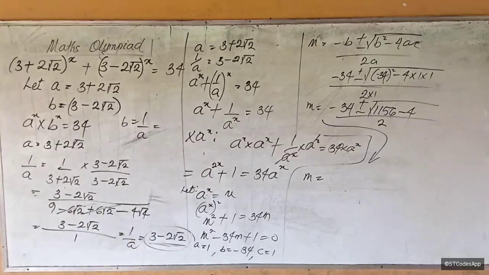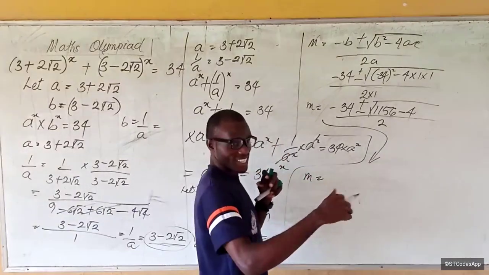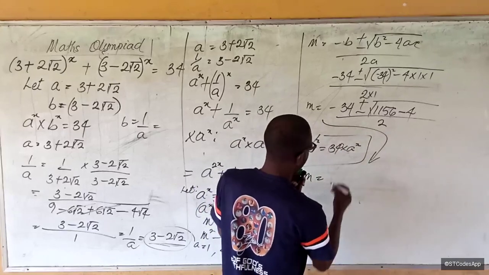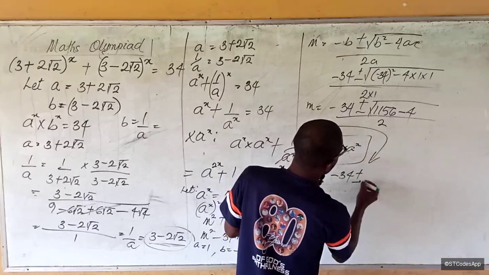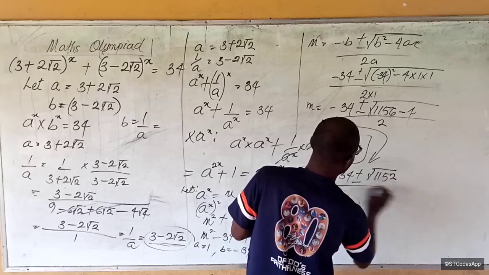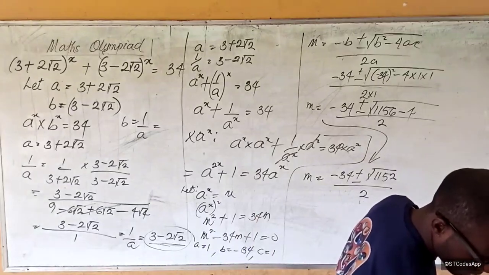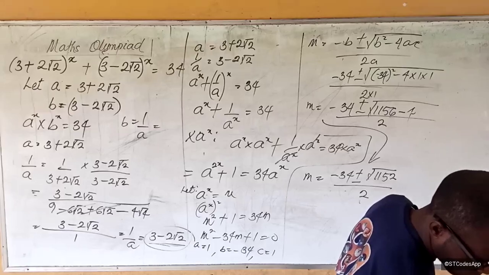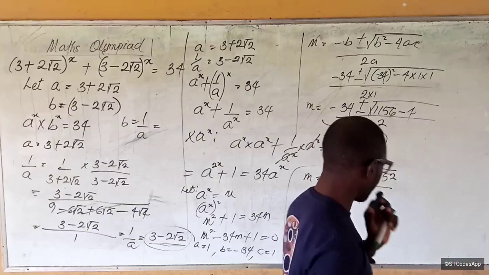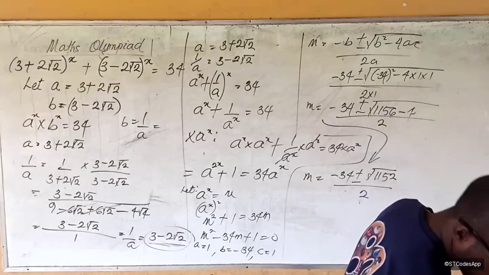So we come here and we have M will be equal to minus 34 plus or minus the square root of 1152 over 2. So what's the square root of 1152? It's 24 root 2. I don't want a root there. So how about we take the square root.